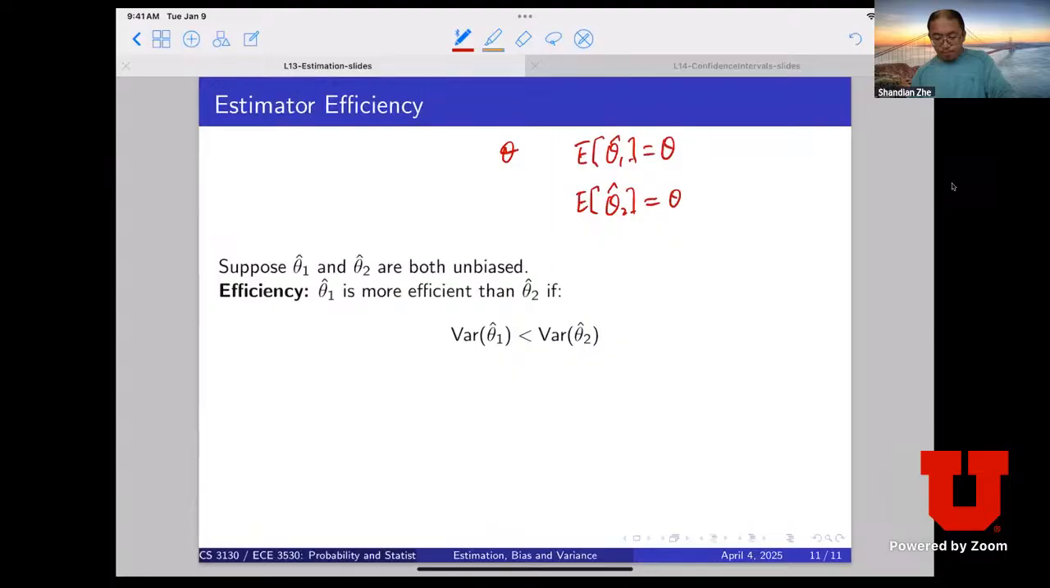Then to compare the two estimators, we know that they are both unbiased, so we have nothing to say about the difference between their accuracy, right? But we could look at the efficiency. So what is efficiency? We look at the variances of the two estimators, and see whose variance is smaller. We say theta 1 hat is more efficient than theta 2 hat if the variance of theta 1 hat is smaller than the variance of theta 2 hat.